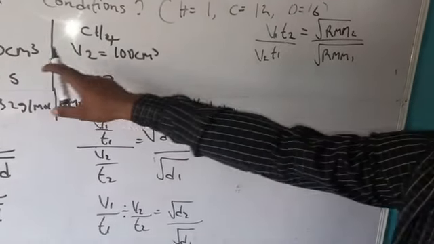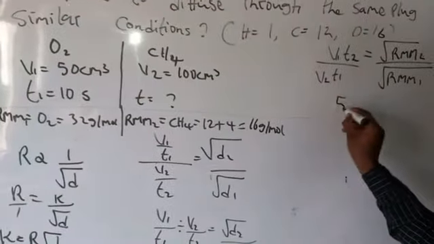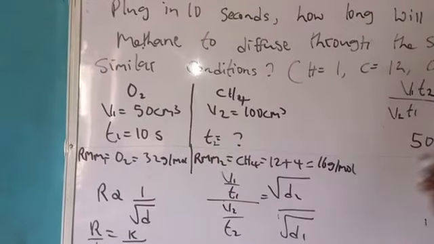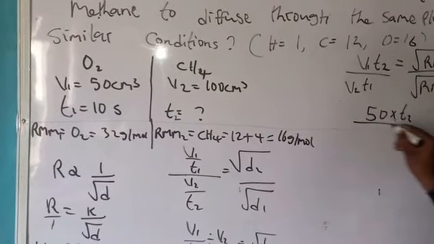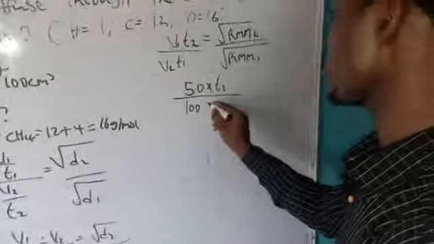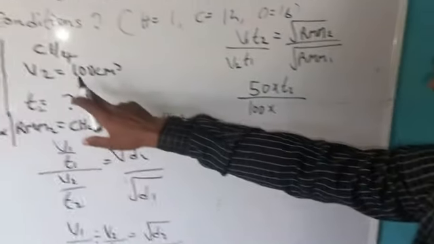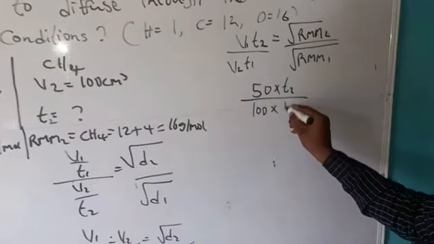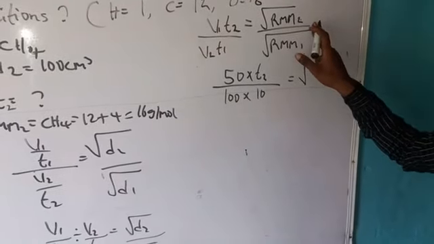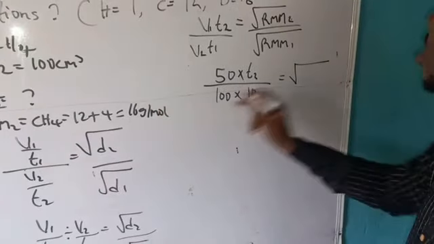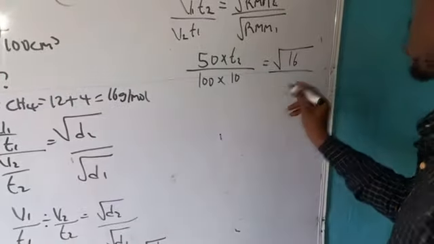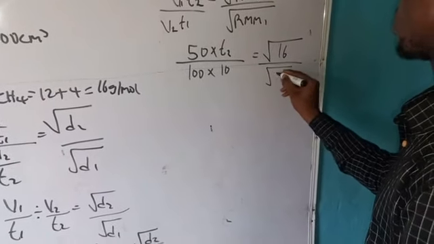My V1, the first volume of the gas, is what? 50 centimeter cube, multiplied by T2. T2 is not given, that's what we are asked to find. I put it here, divided by my V2, the volume of the gas, is 100, multiplied by the next one, my T1, is what? 10. Is equal to square root of relative molecular mass of gas 2. That is what we have here, 16, divided by relative molecular mass of gas 1. We have it here, 32. Square root of 32.